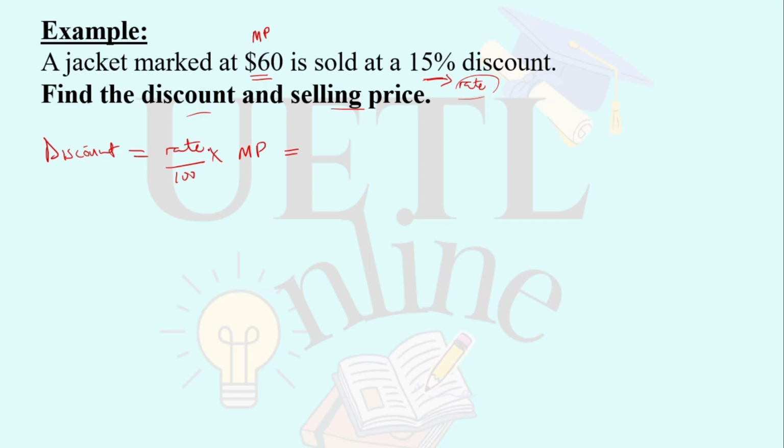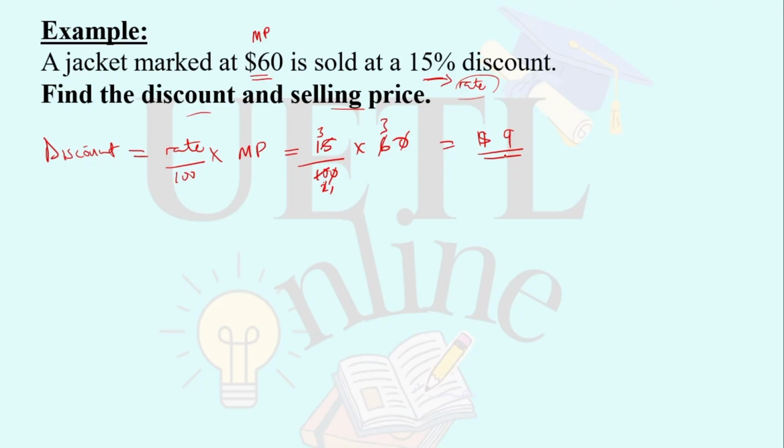In this case, our rate is 15. We are going to substitute all of this and simplify. Our rate is 15, over 100, multiplied by our market price, which is 60. We cancel out the zero. Then 5 into 10 is 2, 5 into 15 is 3. Then 2 into 2 is 1, 2 into 6 is 3. So 3 times 3 gives us $9. This means our discount is $9.